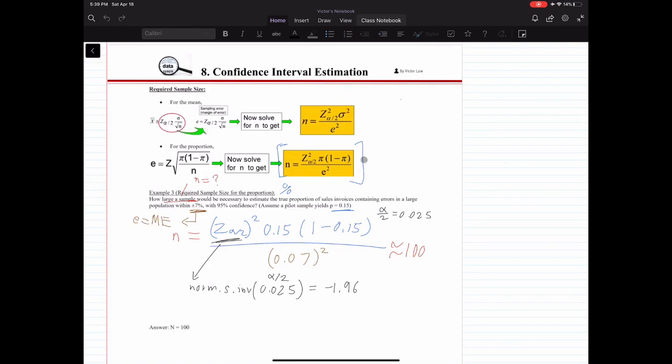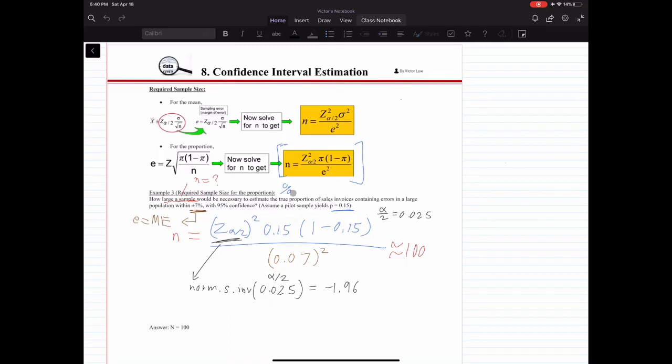sample size. So example 3, how large a sample size will be necessary to estimate the true proportion of sales invoices containing errors in a large population within plus minus 7% with 95% confidence. Assume a pilot sample yields p equals 0.15. So we're looking for how large a sample size is required.